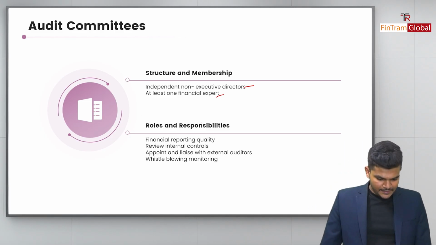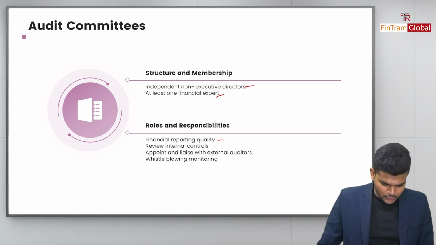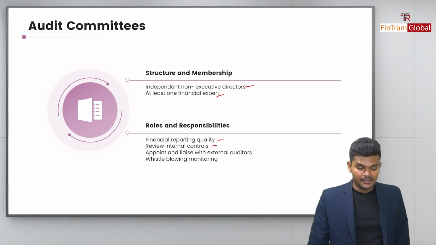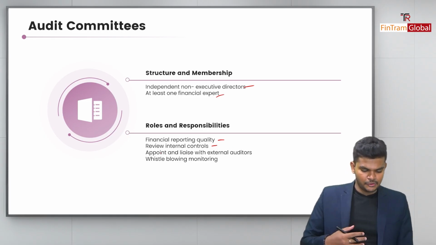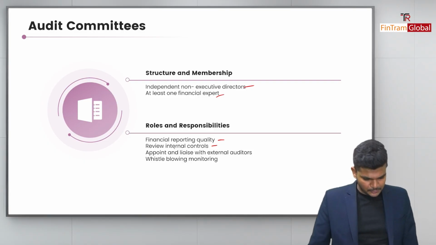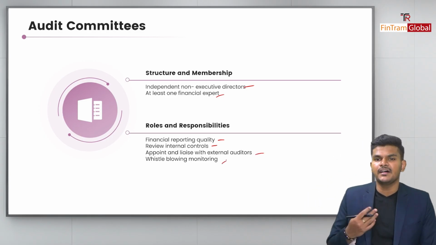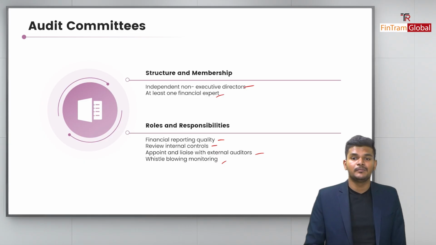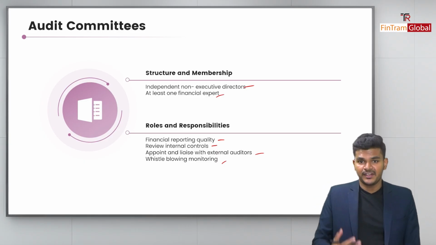Okay, folks. And then roles and responsibilities include ensuring financial reporting quality, and they can review the internal controls of the organization to see if they're adequate. Of course, they'll delegate this particular task to the internal auditors, but still. What else? They appoint and liaise with external auditors, and they can ensure that the company has a whistleblowing facility as well, because it's an independent committee. So anyone can report any issues if needed.